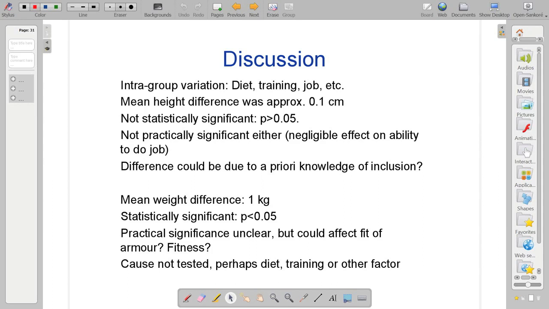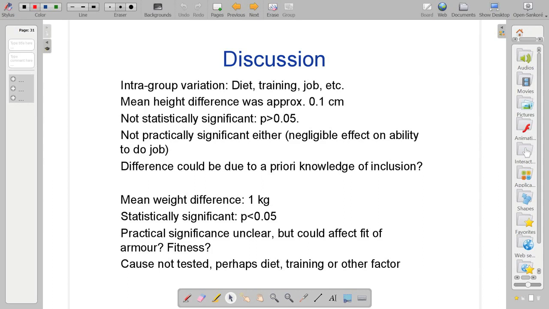But we saw a mean weight difference. I've said 1 kilogram, I think it's about half a kilogram actually. Between 1.5 and 1 kilogram. But the difference was statistically significant. Well, what was the practical significance? It may be unclear. Could it affect the fit of their armour? Could it affect their fitness? Are they in fact fitter because they may be more muscular? Because maybe they have a harder regime of training. We didn't test for any of these things. We don't know. So you can't conclude that that's the reason.